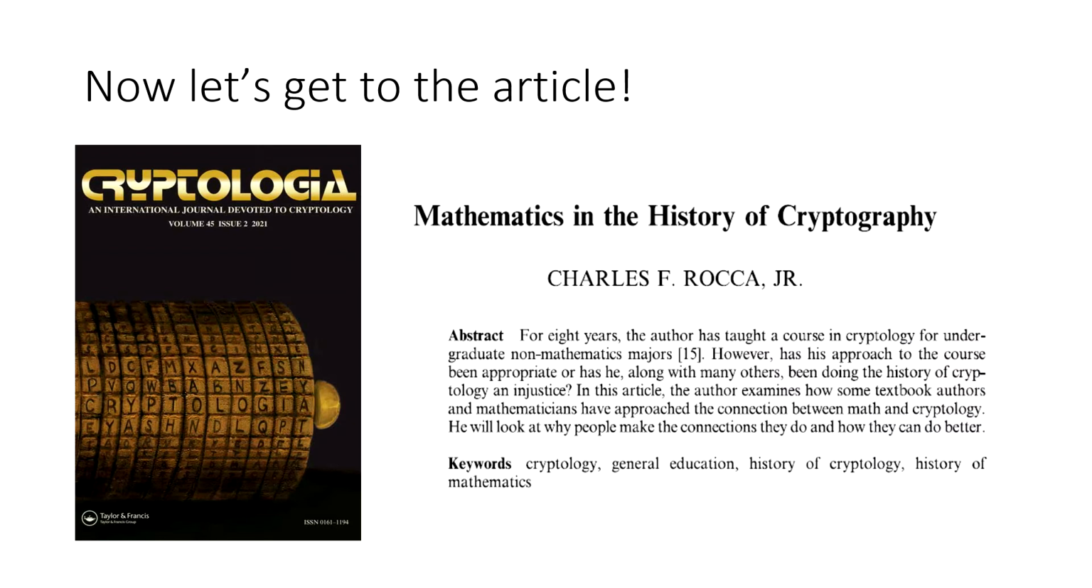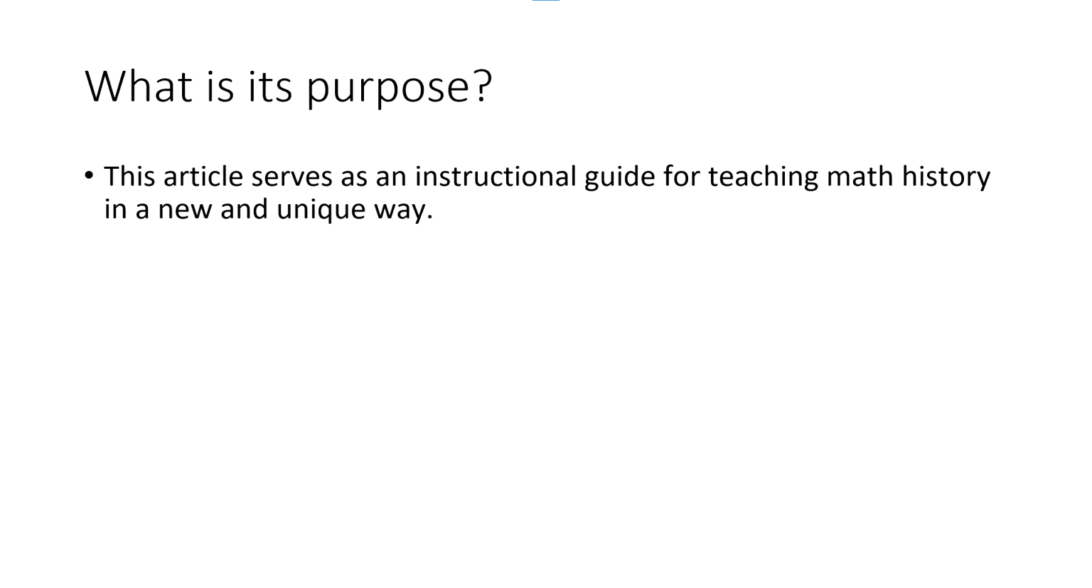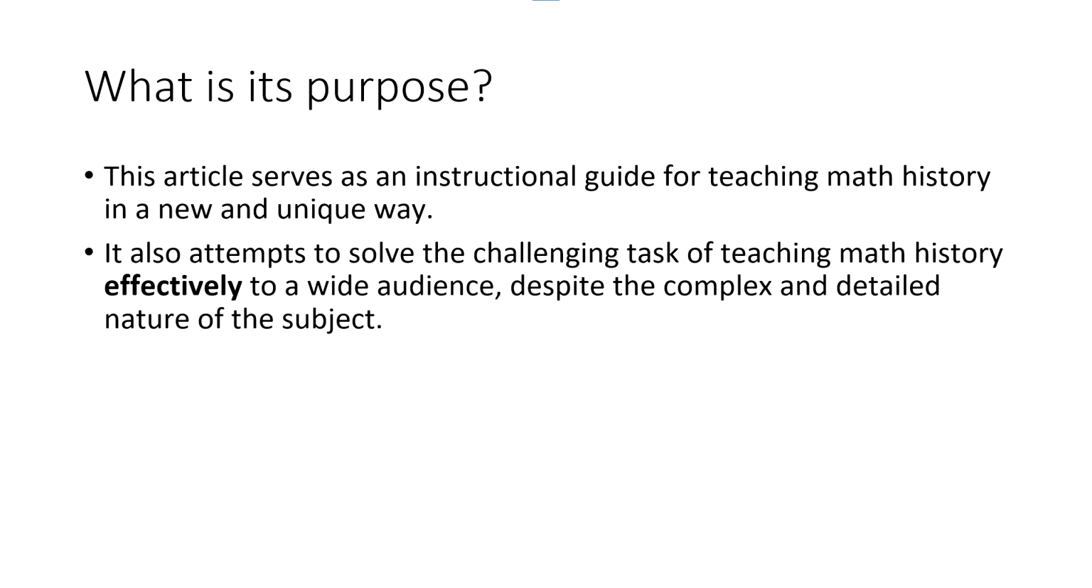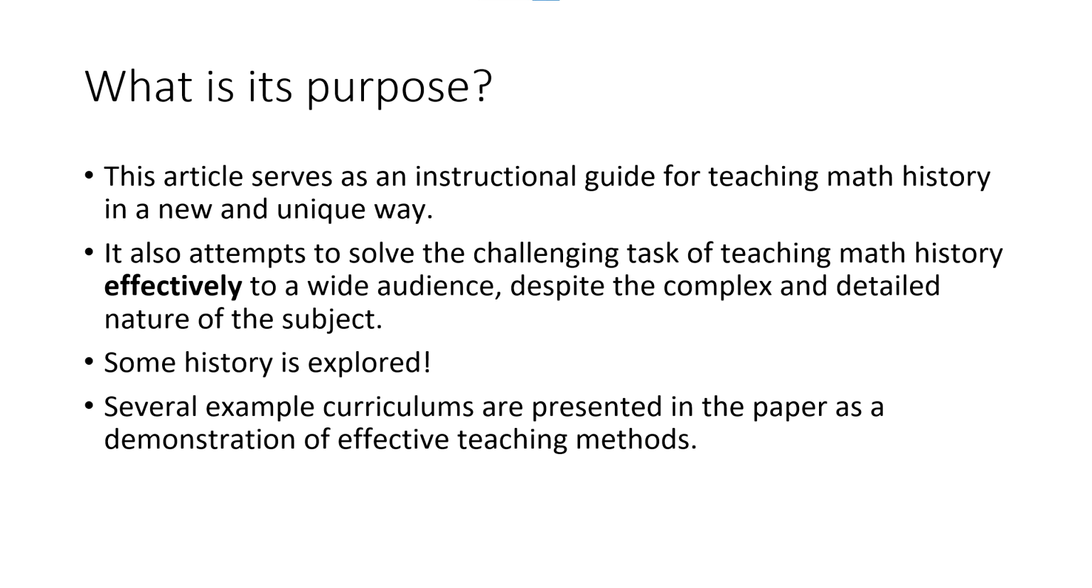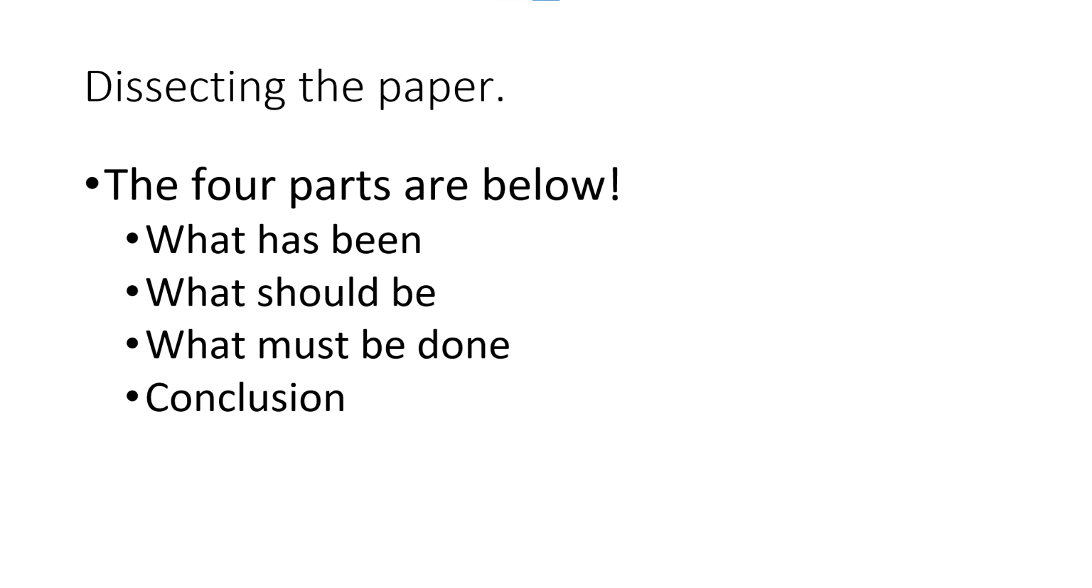So the title of this research article is Mathematics in the History of Cryptography, written by Charles F. Rocca Jr. Despite this being in an academic journal, it is more of an instructional guide for teaching math history, or at least a small portion of it. The whole goal is to present the subject in a way that is more approachable and friendly to the general public, explore a bit of history, and show ways that it can be taught to make the teaching experience that much more productive. Now most of this paper is split up into sections and each is numbered individually, so let's look into each part one at a time.